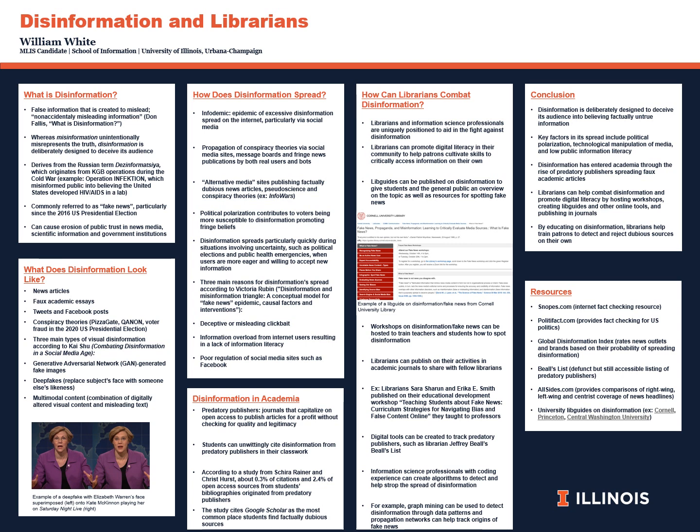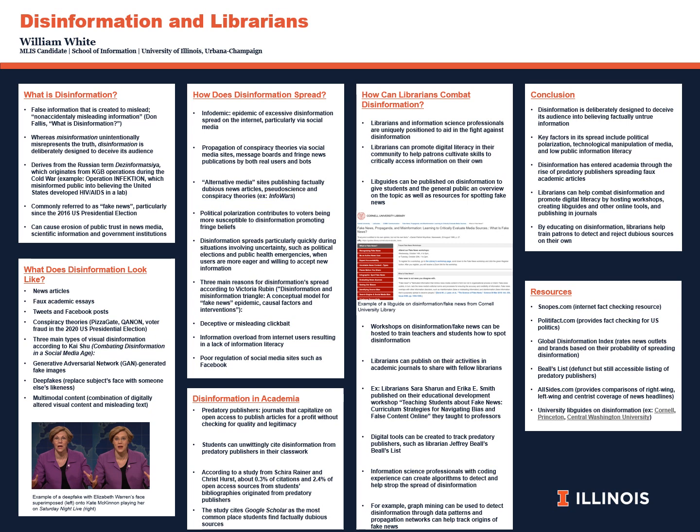What does disinformation look like? It can take a variety of forms, such as news articles, academic essays, social media posts such as tweets, and conspiracy theories, most notably right now Pizzagate, QAnon, and voter fraud in our current presidential election.